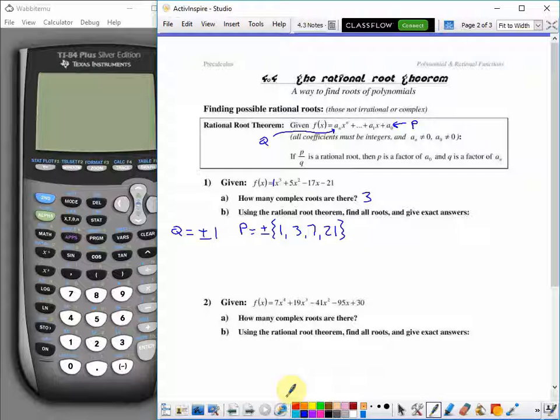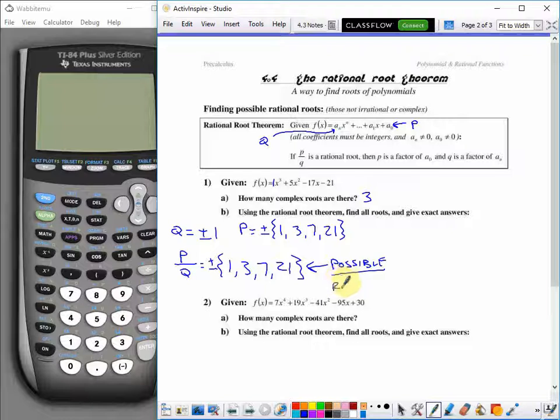So all of the possible rational roots are all the p's over all the q's. So that's plus or minus 1 over 1, 3 over 1, 7 over 1, and 21 over 1. So these are the possible, I'm going to stress that, possible rational roots. It doesn't mean they all are roots, but they're possible.